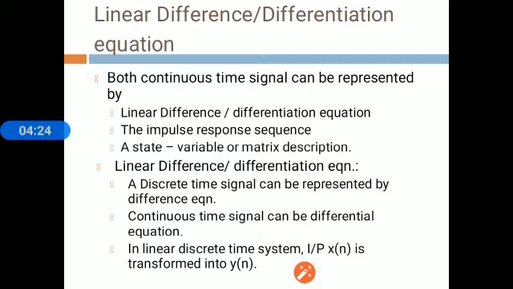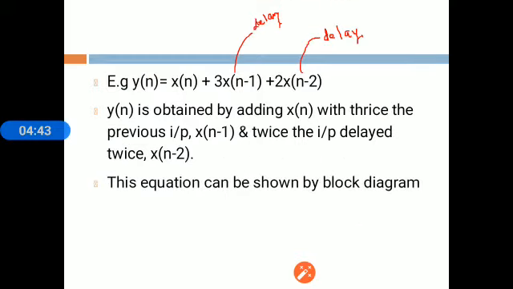A discrete time signal can be represented by a difference equation. A continuous time signal can be represented by a differential equation. In a linear discrete time system, input Xn is transformed into output Yn. For example, Yn is equal to Xn plus 3Xn minus 1 plus 2Xn minus 2. So this is a linear equation. N minus 1 is nothing but the delay and N minus 2 is also a delay. N minus 1 means 1 second delay and N minus 2 is 2 second delay.